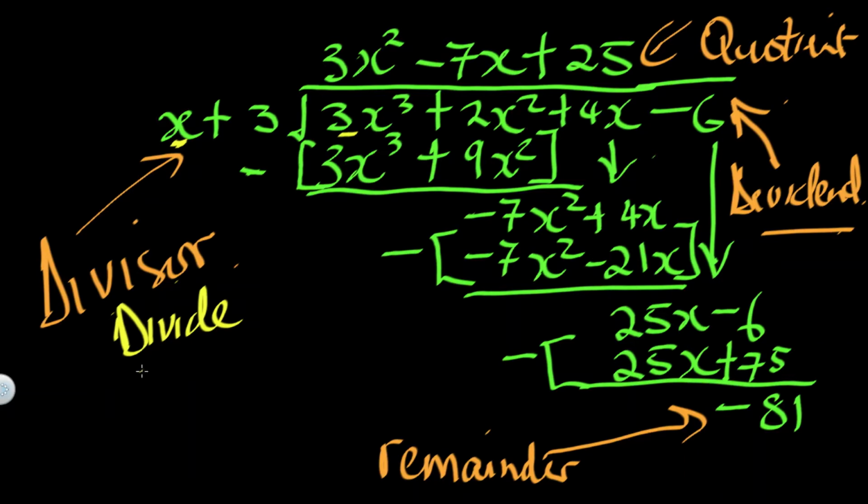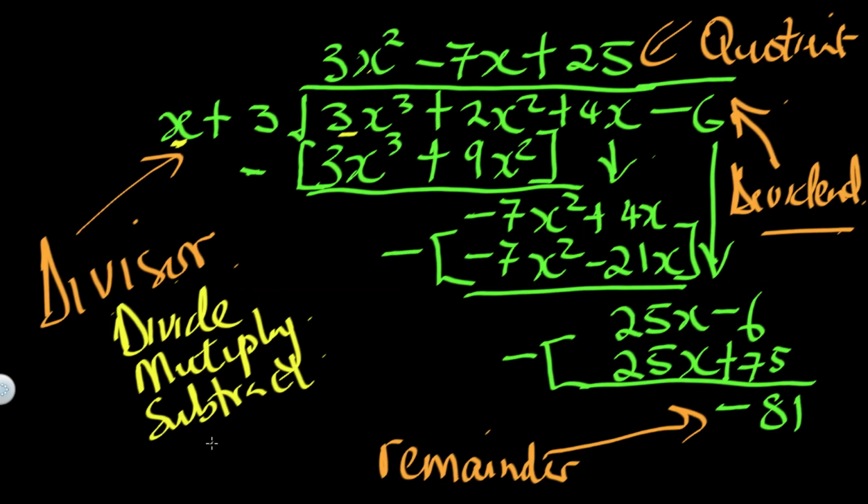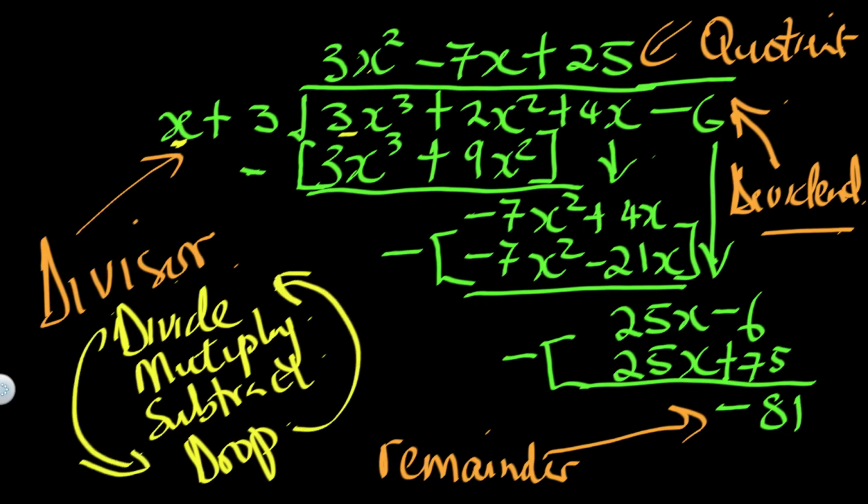So you divide, then you multiply. You divide, you get something. What you get, you write it here. And then you multiply that term times this divisor here. After doing that, you subtract. After subtraction, you drop something. Then you go again. So it's iterative. You divide, multiply, subtract, drop. You go back, you divide, multiply, subtract, drop until you can no longer divide.